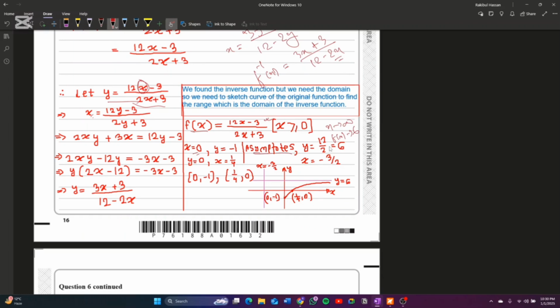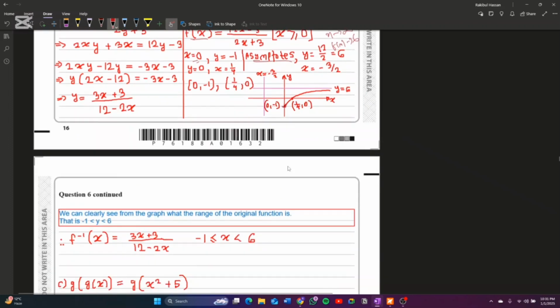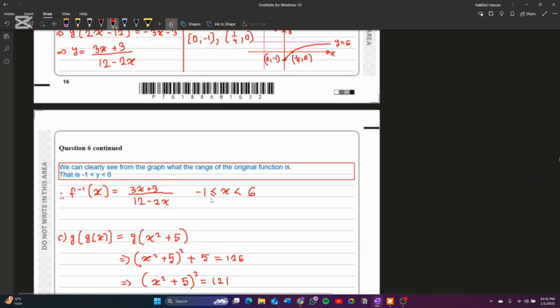Therefore, we know that the value of x for the function f inverse x, the inverse function, will vary from -1 here, since x is greater than 0. Therefore, this is the lowest it can go. So from -1 to the highest, which is 6, right? Therefore, our domain for the inverse function is -1 to 6.